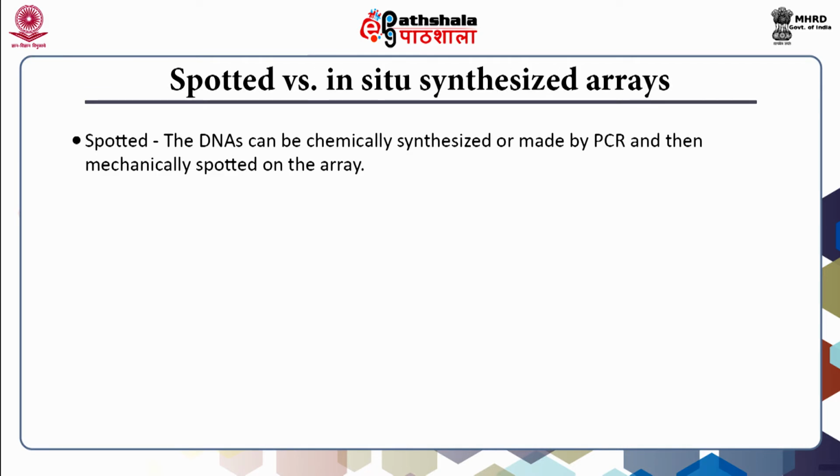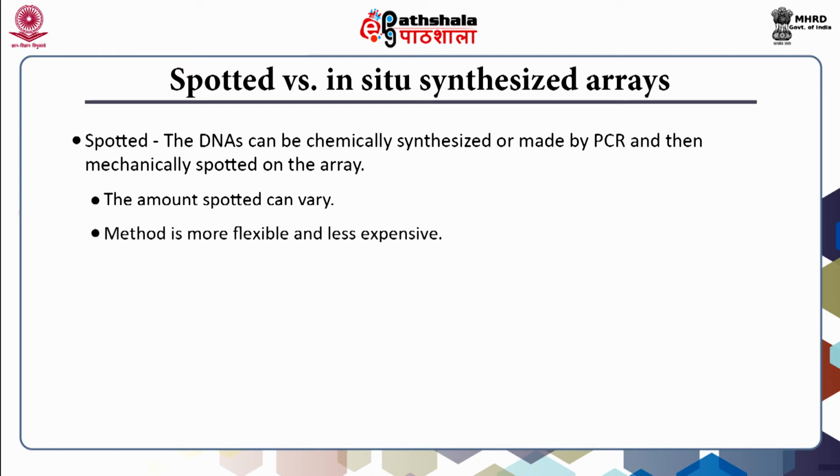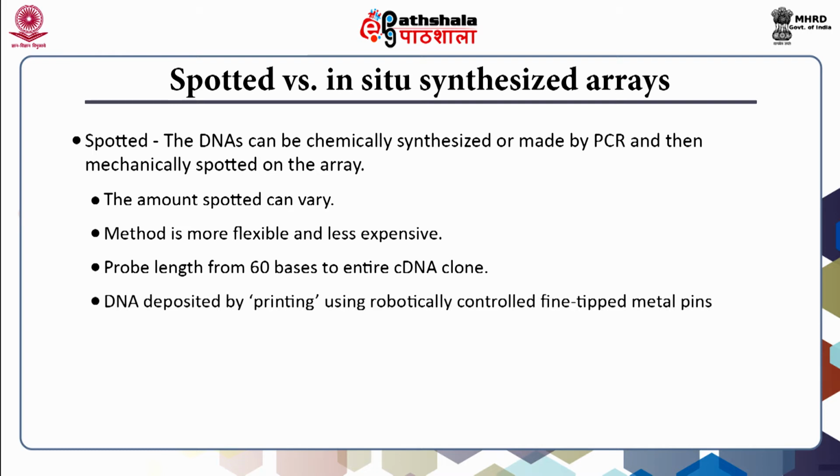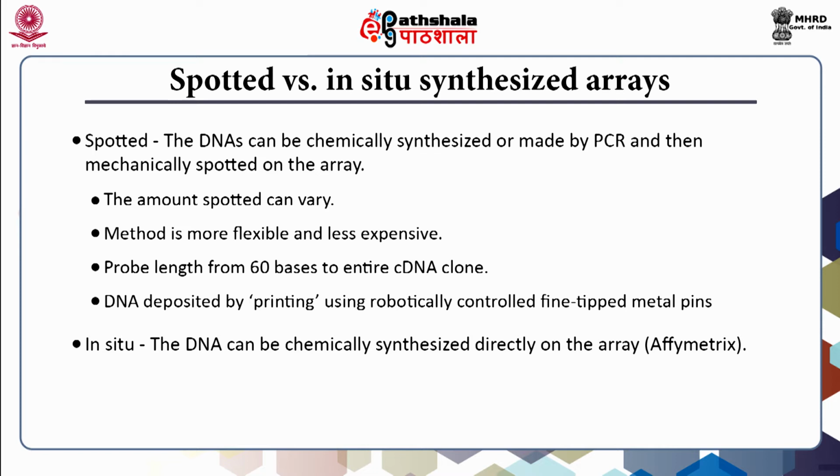The spotted DNA arrays are chemically synthesized or made by PCR and then mechanically spotted on the array. The amount of the spot can vary according to the technology platform. The method is more flexible and less expensive. The probe length is from 60 base pairs to entire cDNA clones. DNA is deposited by printing using robotically controlled fine-tipped pins. The in situ manufacturing can be done by photolithography, a technology that has been taken over by the famous company Affymetrix.